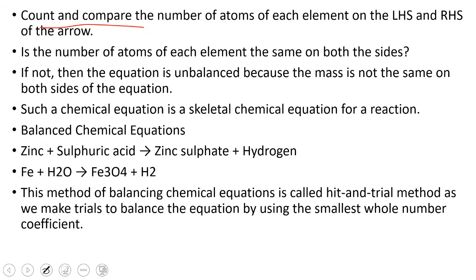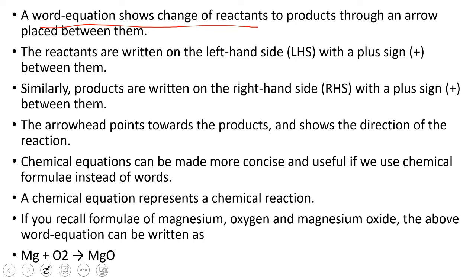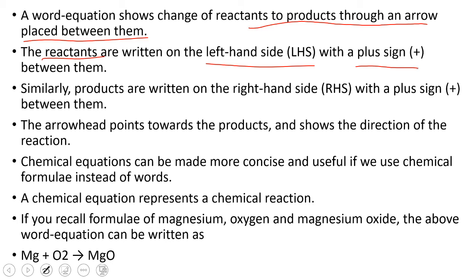I already said reactants and products are separated by an arrow mark placed between them. So reactants should be written on the left hand side. I am underlining that: reactants should be on the left hand side, and if more than one reactant is there, that should be shown with the help of a plus sign. Similarly, the products should be on the right hand side. If more than one product is there, that can also be shown with a plus sign.